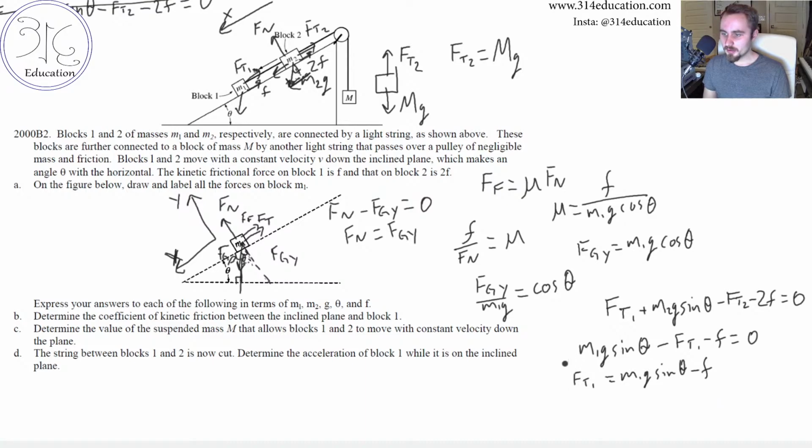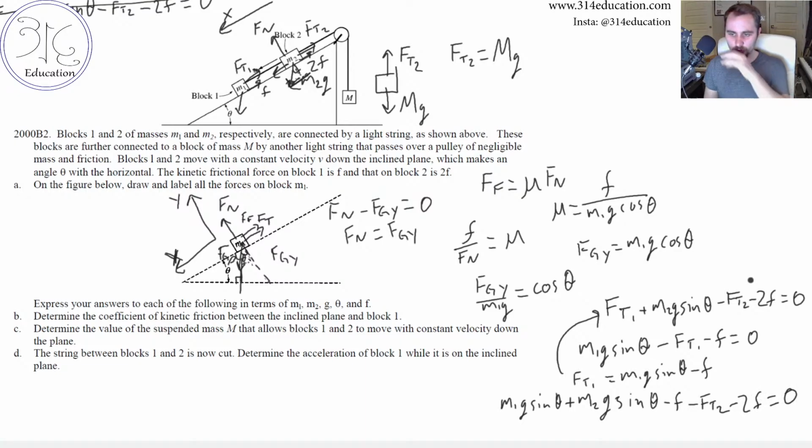And so now we can take this and plug this in here. So we then get m1g sine theta plus, I'm going to put the m2g sine theta here, but don't forget this little f. I just want to keep these next to each other because it'll make it easier when we combine these terms. We have that minus f. We don't want to forget that. We have a minus Ft2, and then we have a minus 2f. And this is all equal to 0.